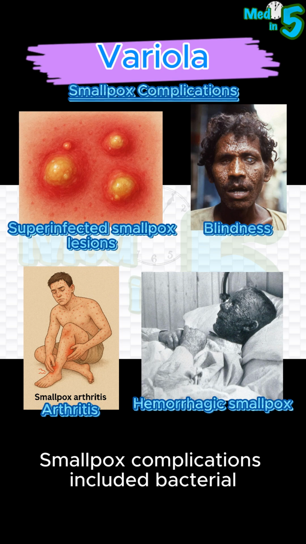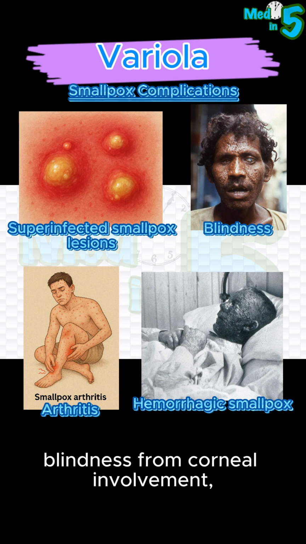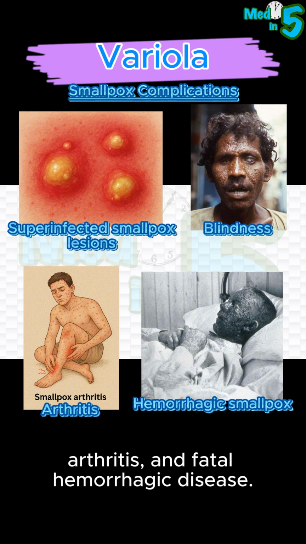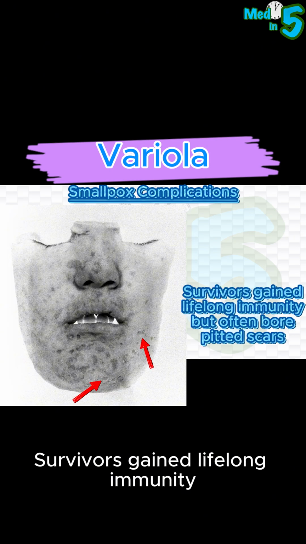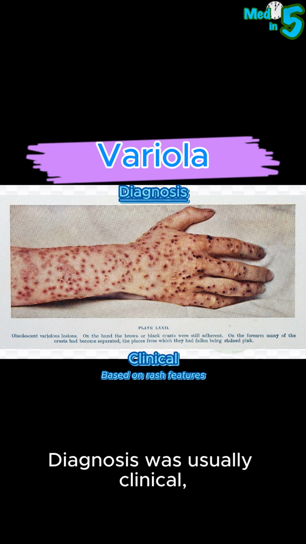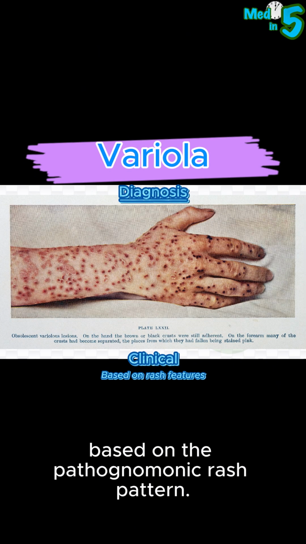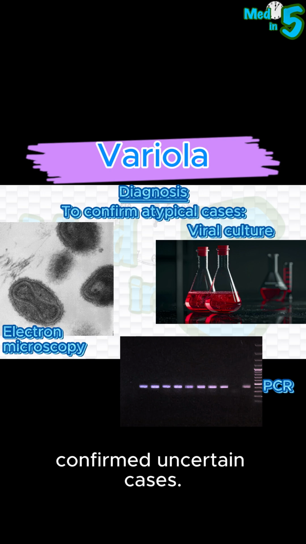Smallpox complications included bacterial superinfection of skin lesions, blindness from corneal involvement, arthritis, and fatal hemorrhagic disease. Left untreated, smallpox had up to 30% mortality. Survivors gained lifelong immunity, but often bore pitted scars. Diagnosis was usually clinical, based on the pathognomonic rash pattern. However, electron microscopy, viral culture, or PCR confirmed uncertain cases.